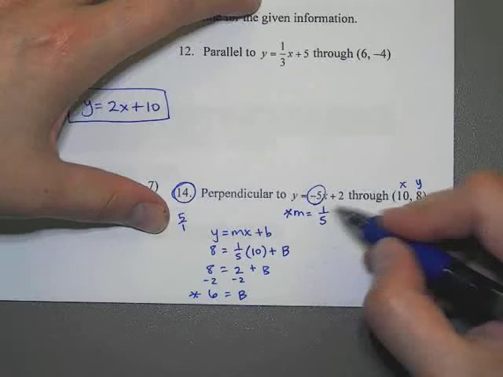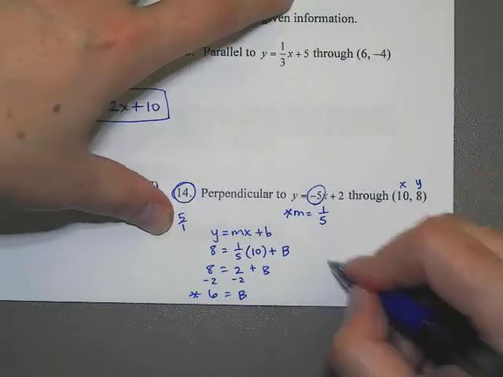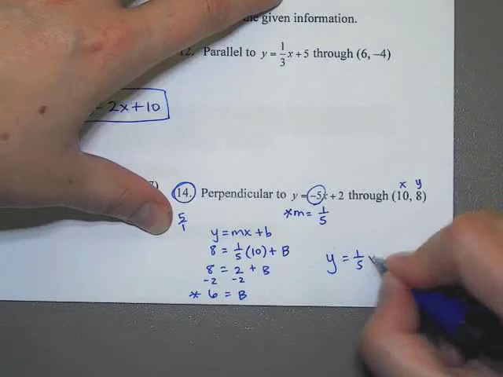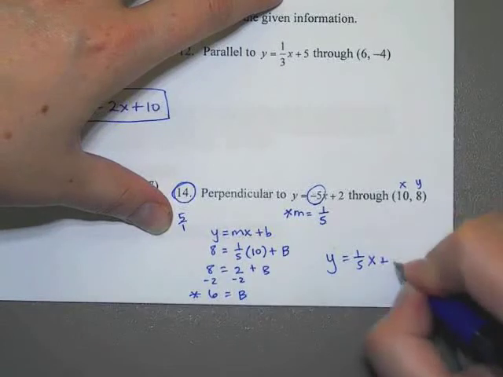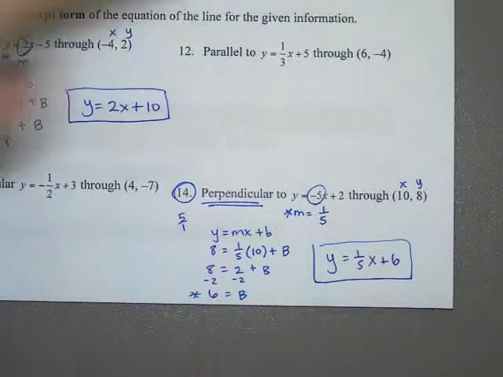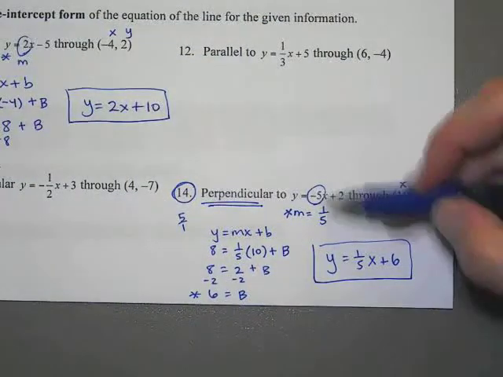Okay, so now we have the 2 things we need. We have slope and we have y-intercept, and we can write the equation of our line. Y equals 1/5 x plus 6. Okay, so perpendicular lines, we don't use the same slope. We have to do 2 things to the slope to change it. So you should now be able to get 12 and 13 done on your review.